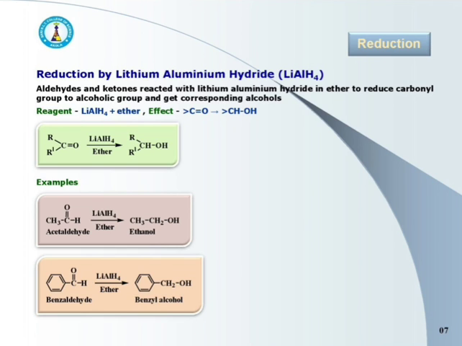Here, using LiAlH4, aldehydes and ketones get reduced to alcohols, carbonyl group gets converted to alcoholic group. The reagent used here is LiAlH4, that is lithium aluminum hydride plus ether, and the effect of reduction is the same as that of MPV reduction, that is conversion of carbonyl group into alcoholic group, conversion of bivalent C=O into CHOH, so as to form the alcohols.